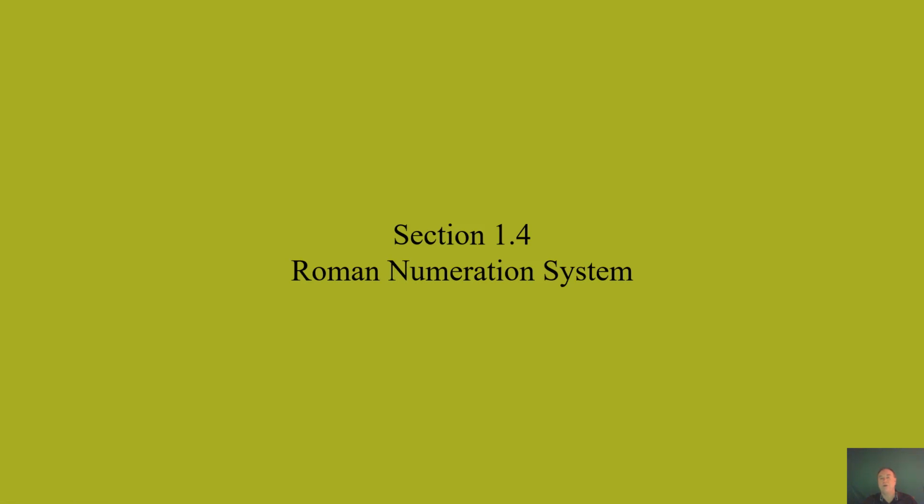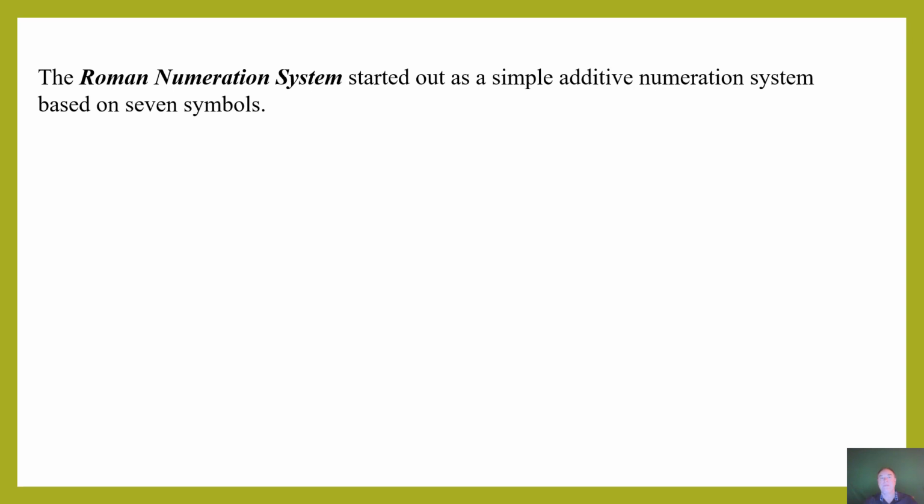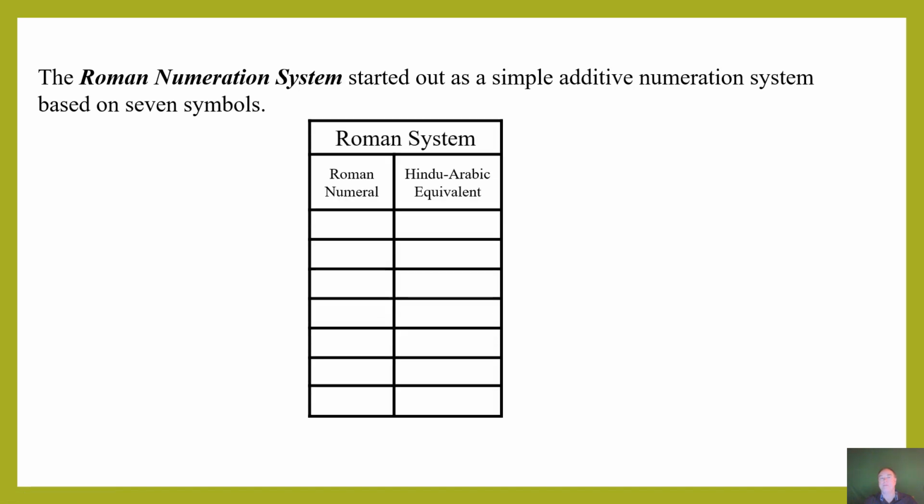Section 1.4, the Roman numeration system. The Roman numeration system started out as a simple additive numeration system based on 7 symbols. The first symbol was the I, which represented 1. The V represents 5. X represented 10. L represents 50. C represented 100. D represents 500, and M represents 1,000. Those 7 symbols is where the Roman numeration system started, with those Hindu-Arabic equivalents.